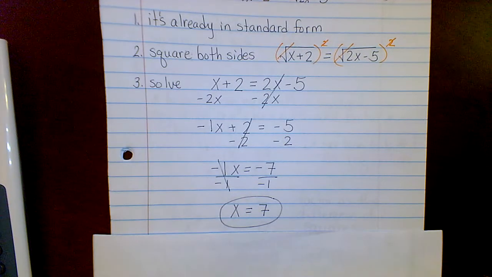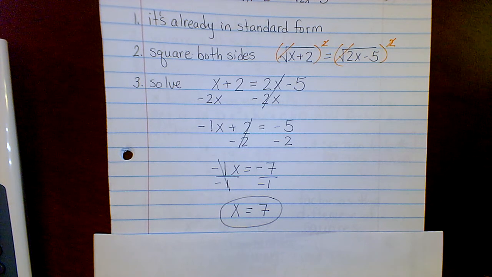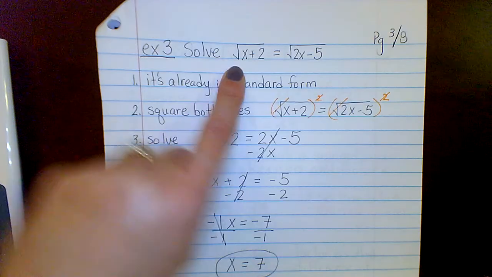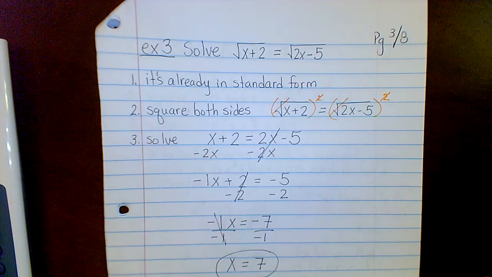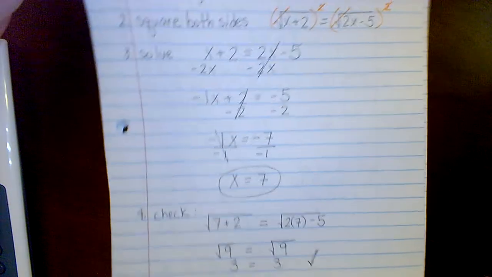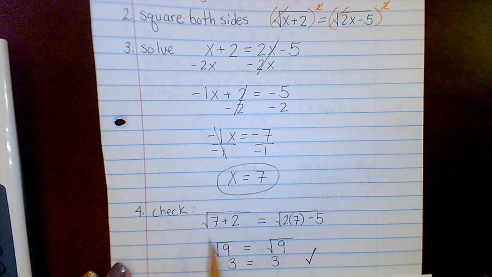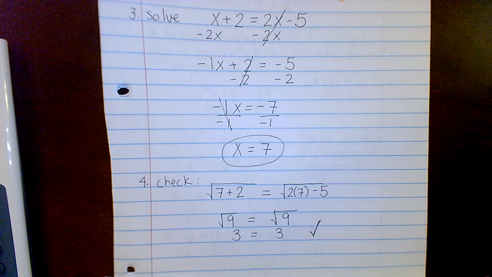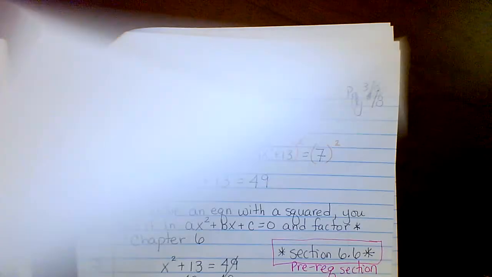Now before I commit to that and say, yep, that's my answer, don't forget to check it. So we need to plug it back into the original equation for both of these x's and make sure that those are equal. So, is the square root of 7 plus 2 equal to the square root of 2 times 7 minus 5? Well, yeah, I get the square root of 9 is the square root of 9. 3 equals 3. So that's another type of radical equation that we get.